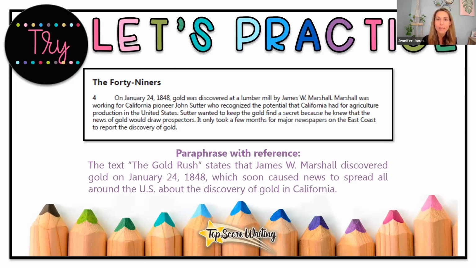So my example is as follows. The text, The Gold Rush, states that James W. Marshall discovered gold on January 24th, 1848, which soon caused news to spread all around the US about the discovery of gold in California. So you can see that I have done some switching of the order of topics in my paraphrasing. I stated who discovered it before I stated the date. That's flip-flopped from the way the source did it. I also used my own words. I used synonyms to talk about how the news about the discovery of gold spread to the East Coast.